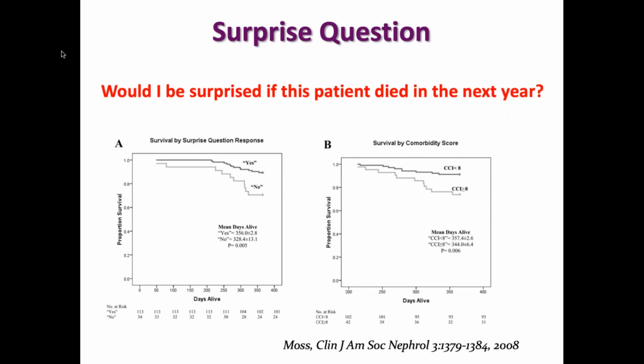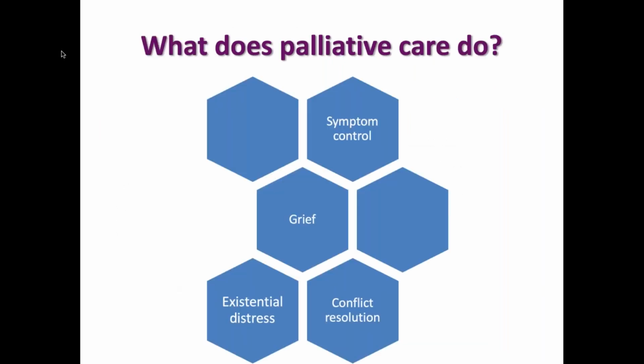This discriminating ability was actually better than a more complex comorbidity score, as has been shown in the figure in the right panel. Now, please do note that not everyone for whom the answer to the surprise question was no actually died. Just about 70% of patients for whom the answer to the surprise question was no died over the next 1 year of follow-up. So this is not a binary absolute predictor, but it gives you the ability to start such a conversation.